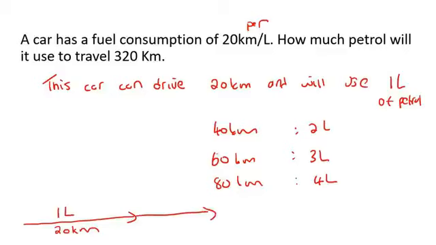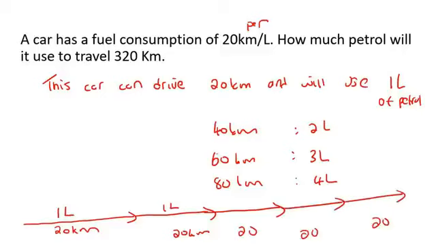So then it drives another 20 kilometers. It will use another 1 liter. So you see how it uses 2 liters in 40 kilometers. Okay, and that's what we said. So it says how much petrol will it use if you drive 320 kilometers. So we could just keep adding 20 and 20 and 20 until we get to 320. Or you could just say 320 divided by 20, and that is going to give us 16. So that means it would use 16 liters.